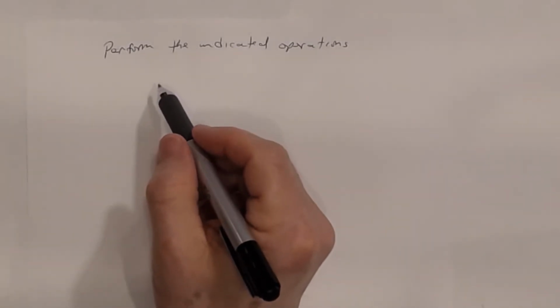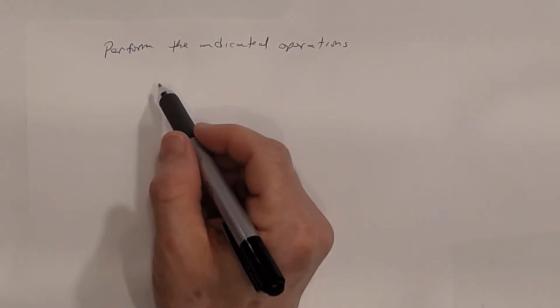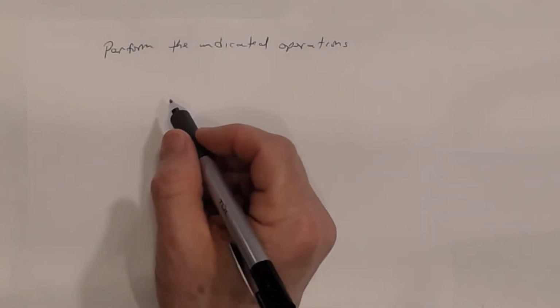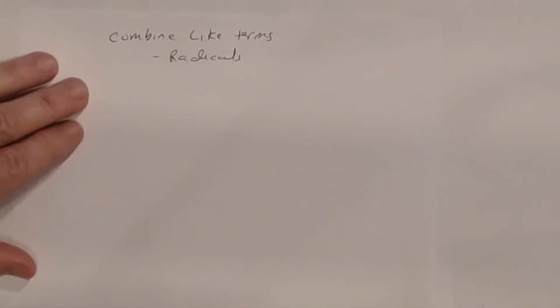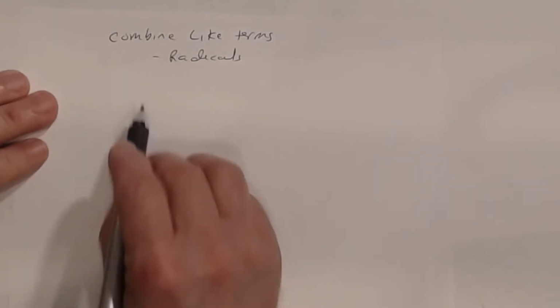Okay, so in this review, we're going to look at performing the operations on radicals. In the examples for this particular review, you're going to be adding and subtracting. And when adding and subtracting, whether it's square roots or cube roots, it's very important you understand what makes radicals like terms. So let's talk about this.